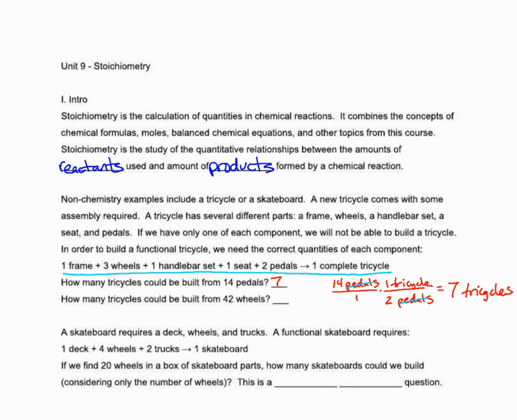Another example, how many tricycles could we build with 42 wheels? Same idea. 42 wheels. We know that a tricycle has 3 wheels for every 1 tricycle. Again, wheels would cancel out and leave us with tricycles. 42 divided by 3. Based only on the number of wheels, you could make 14 tricycles.